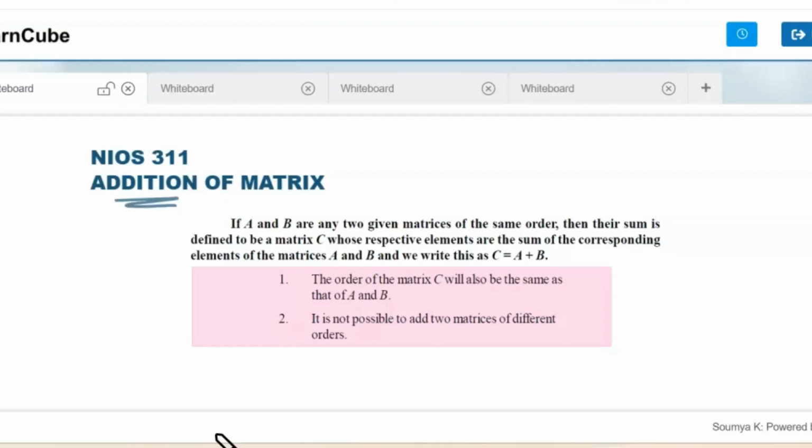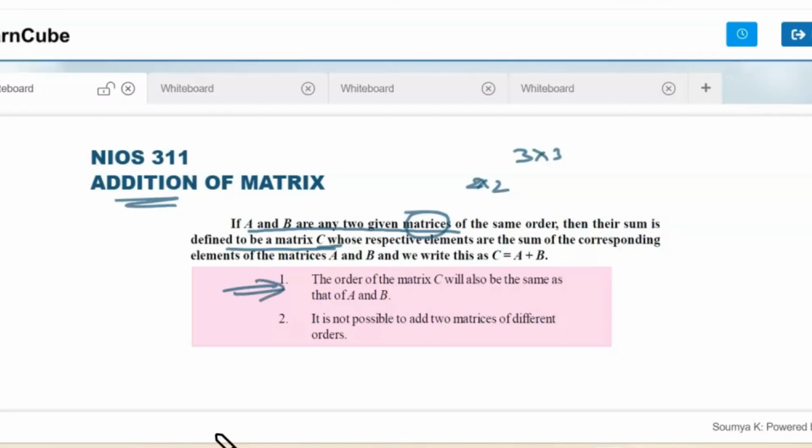So let's read what and how to do addition of two matrices. If A and B are two given matrices of the same order, either 2 by 2, 3 by 3, or any similar order, then their sum is defined to be another matrix C with the respective elements as the sum of elements from A and B. That means if you have two matrices A and B, the corresponding elements will be added and a resulting matrix will be given. That will be the sum.